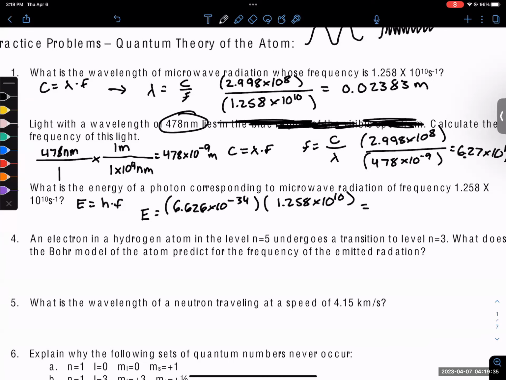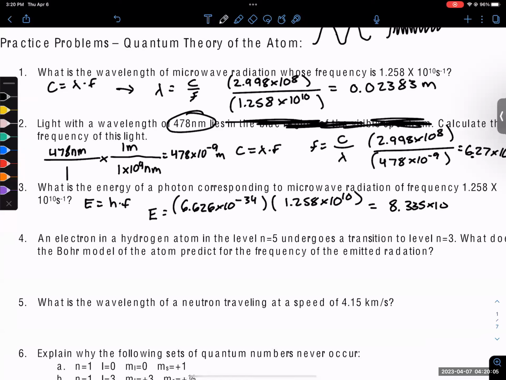This should give us a nice number. Let's see what it is. 6.626 times 10 to the negative 34 times 1.258 times 10 to the 10. I got 8.335 times 10 to the negative 24, and this would be in units of joules.